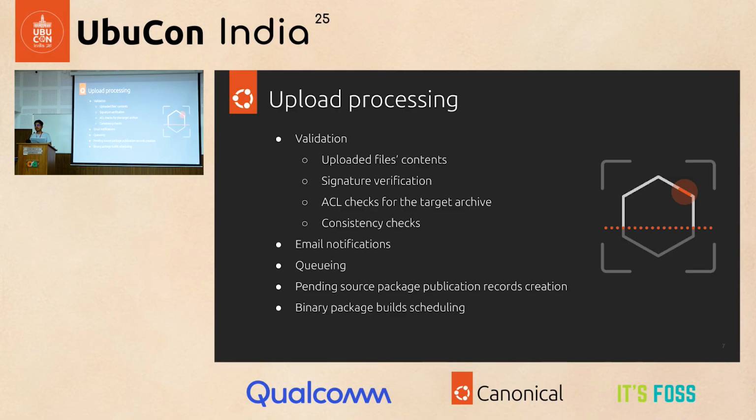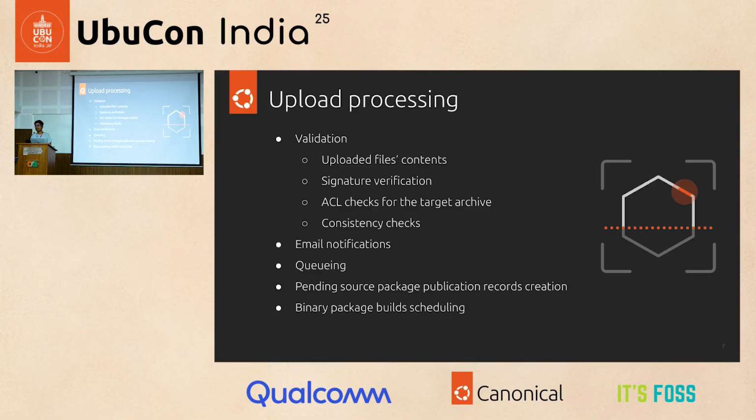Once this is all done, you get some email notifications in most of the cases saying, hey, your upload was accepted or it was rejected for some reason. There is a specific corner case, which I'll cover in the next slide, where you won't get an email, but in most cases, you will get an email from Launchpad saying your upload was accepted or rejected. Once the upload is accepted, it's going to get queued in the queue for a given archive. It could be a PPA, it could be the Ubuntu archive, and then specific parts of the archive. And then at this point, pending publication records are created for the source package.